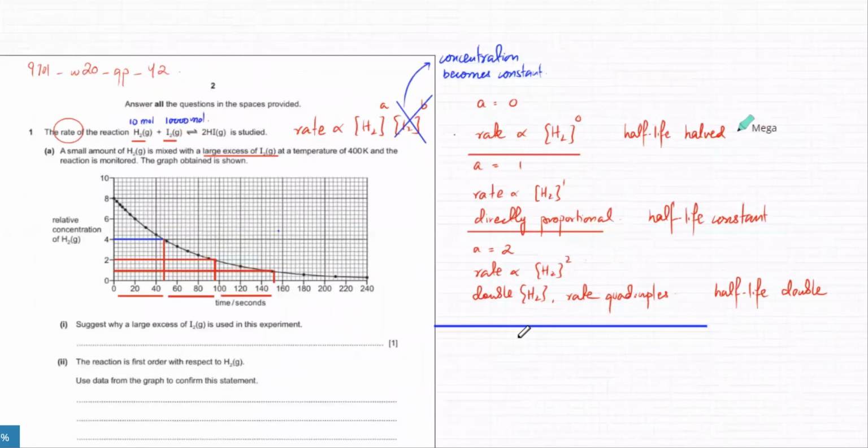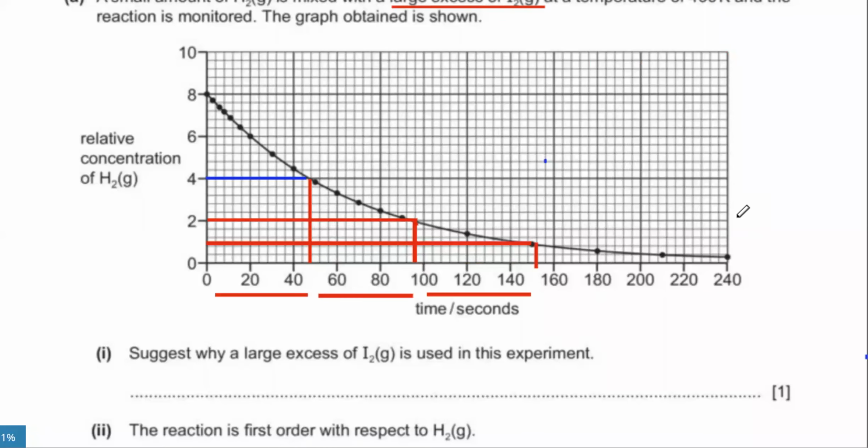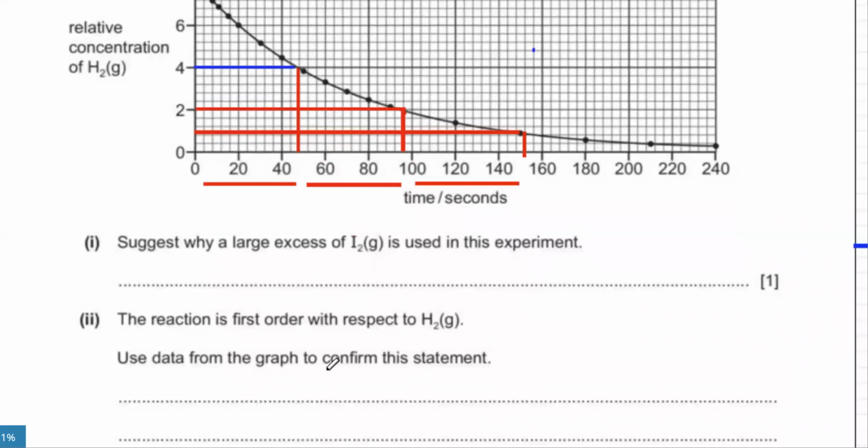So that is the rule for half-life. To figure out order 1, the half-life should be constant, which it is in this case. So suggest why a large excess. So this one is order 1 because the reaction is slowing down proportionally. They've already told you that the reaction is first order with respect to H2.